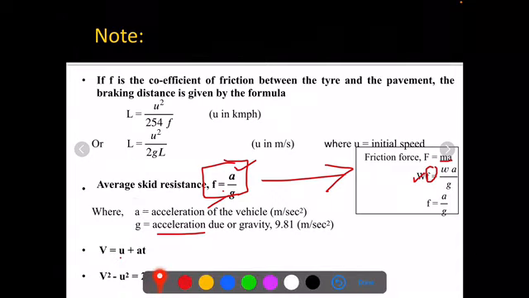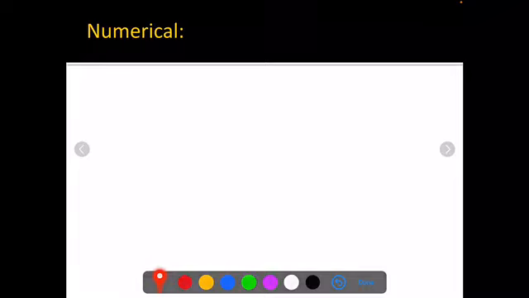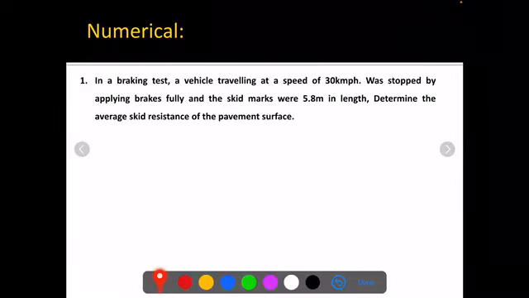Now we'll look into the numerical. The first numerical says that a braking test is conducted, and a vehicle traveling at a speed of 30 kmph, which is the initial speed of the vehicle, was stopped by applying the brakes fully, and the skid marks were 5.8 meters in length. Determine the average skid resistance of the pavement.